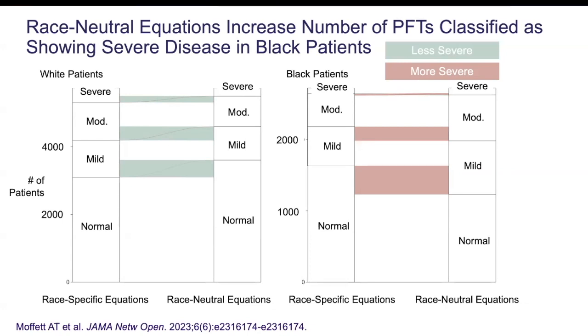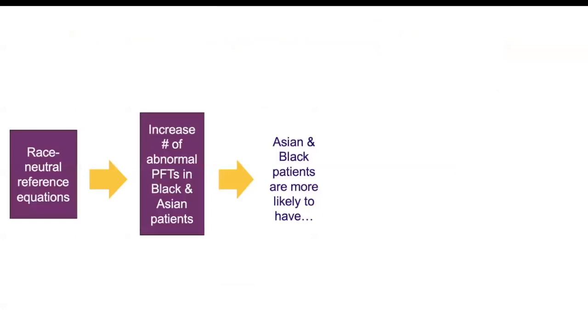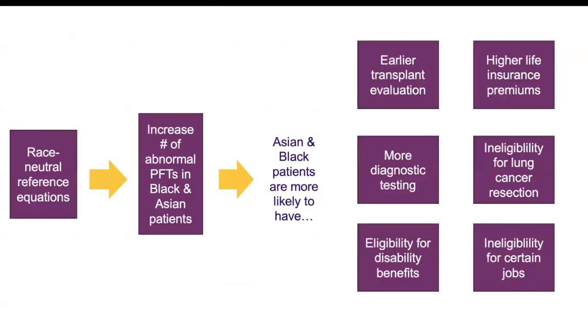This study illustrates the significant interpretation impact of switching from race-specific to race-neutral PFT equations, which will be most profound for Black individuals. The implications of this are complicated. You can imagine situations in which race-neutral equations could alleviate health disparities, and situations where race-neutral equations could worsen health disparities. For instance, race-neutral equations are likely to increase the number of Black and Asian people who are evaluated for ILD and who are eligible for treatment. However, using race-neutral equations may decrease the number of Asian and Black people who are eligible for lung cancer resection.